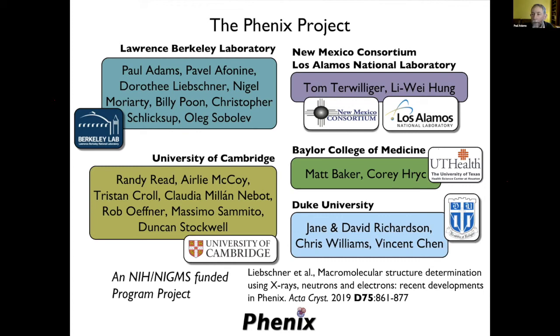Okay, there's another question. For very high resolution data, 0.9 angstrom, can I use Phoenix, or do I need to use another package like SHELX? Phoenix can do refinement at any resolution. I have refined a structure at 0.4 angstrom resolution or 0.35 angstrom resolution. So any resolution is supported.